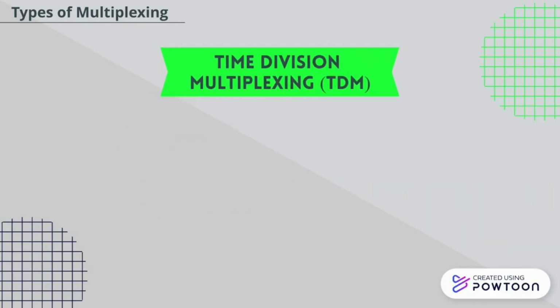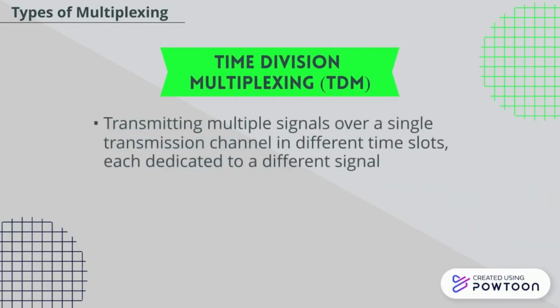And the last one is time division multiplexing, TDM. It transmits multiple signals over a single transmission channel in different time slots, each dedicated to a different signal. For example, data and satellite communication.